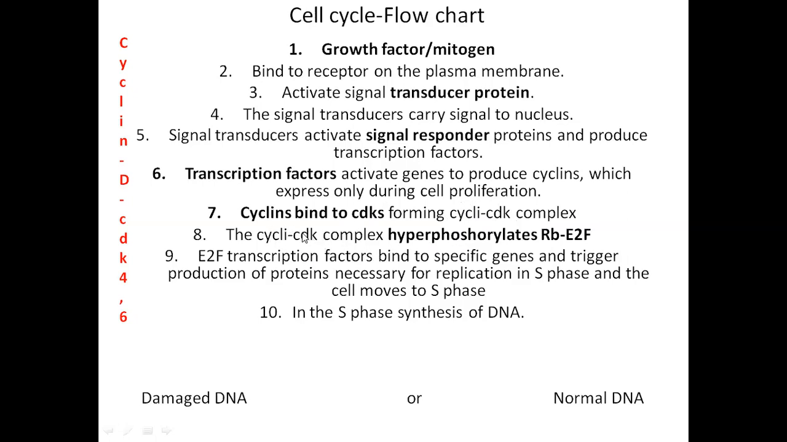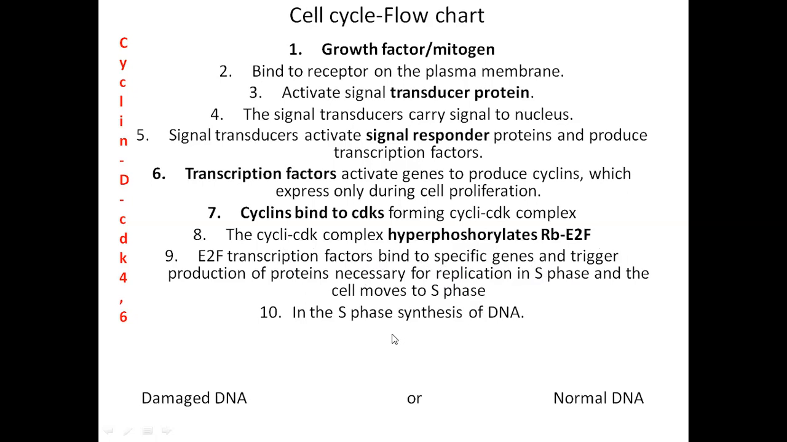Now, the cyclin-CDK complex that is present during the G1 phase hyperphosphorylates RB-E2F. The retinoblastoma tumor suppressor protein RB is attached to E2F, and it is present in the inactive form. If everything is proper, the cell is ready to move on to the S phase. Then the cyclin-CDK complex will phosphorylate this complex and release E2F from RB. Now, the E2F transcription factor binds to specific genes and triggers production of the necessary molecules that are required during the synthetic phase. Understood? From the G1 phase, everything is normal. As a result, the cell moves to the S phase.